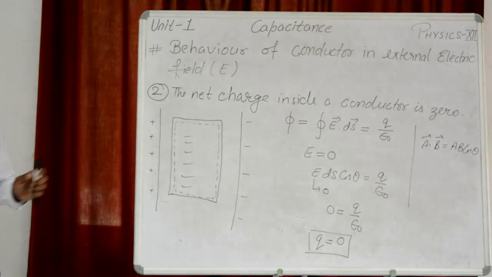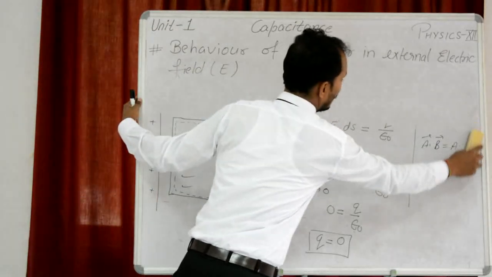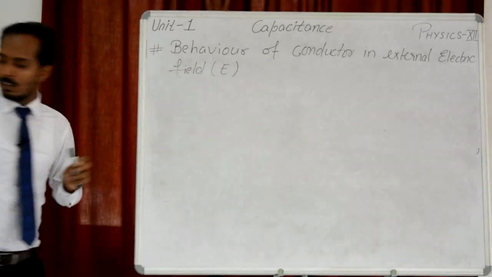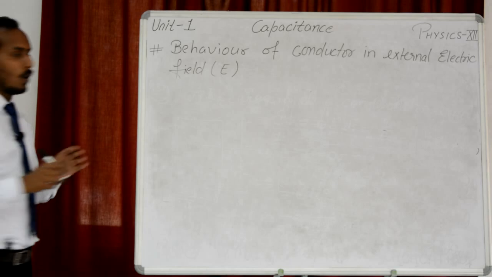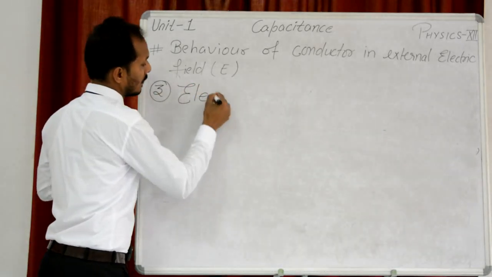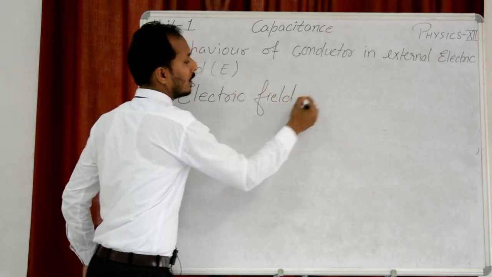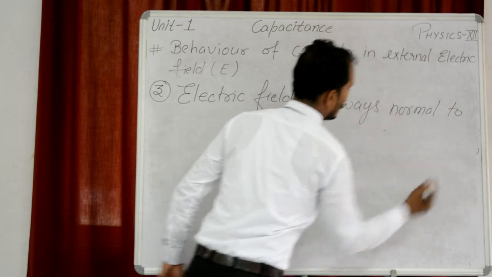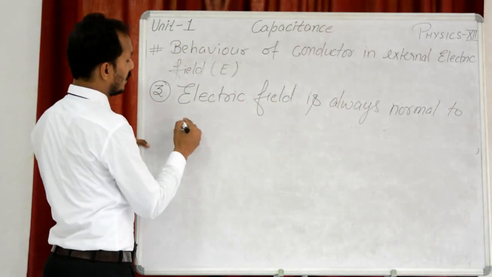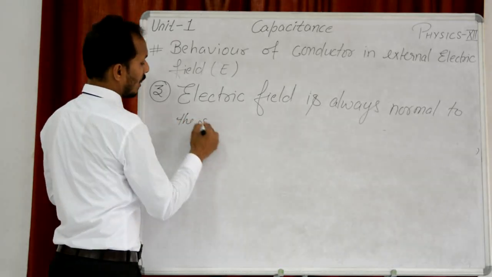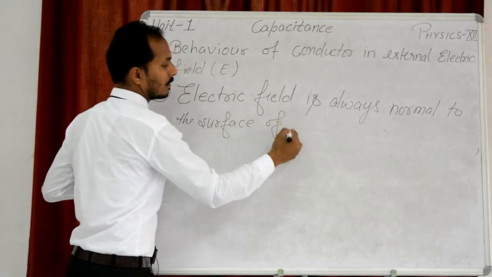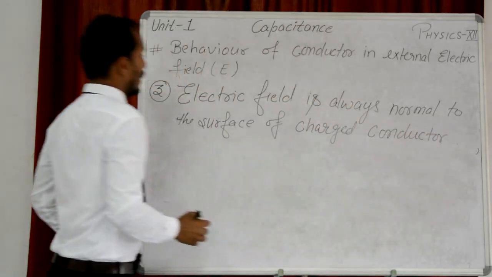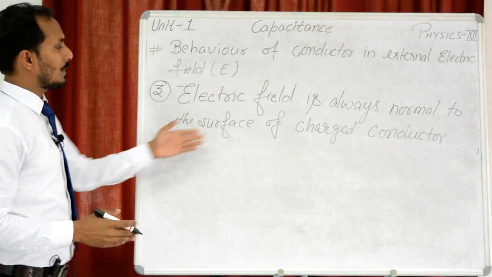Okay, now the third point. The third point is that the electric field is always normal to the surface of a charged conductor.